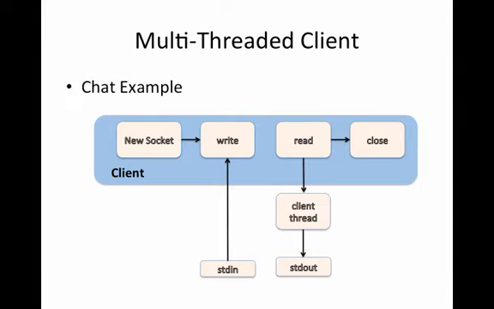So in this example, I'm letting the main thread continue to handle standard in. When it gets something from standard in, it puts it into the write stream and sends it to the server. But I fork off a separate thread on the client side that's going to be listening to the input from the server. And when it gets input, it's going to put that input to standard out. And you will need to do that in your JTalk lab that has been assigned.